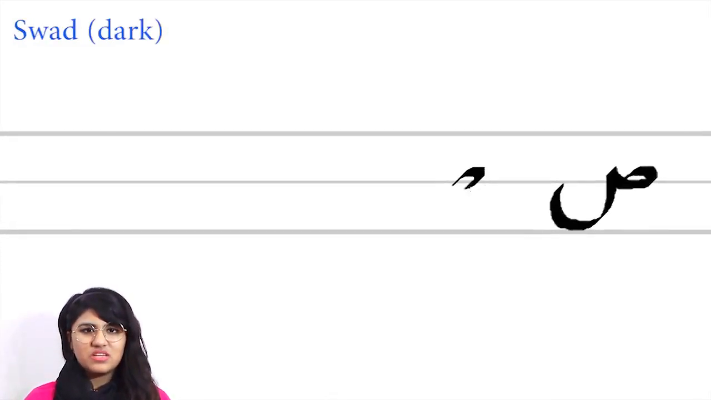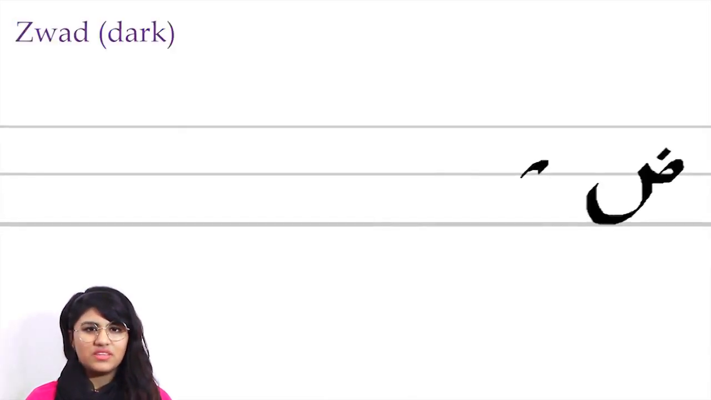Swad. To make this, you're gonna start with a slanted circle, curve it upwards with the stem, pull it back, and make a tail. Zwad. So you're gonna do the same thing, slanted circle, make your tail, and put the dot there.